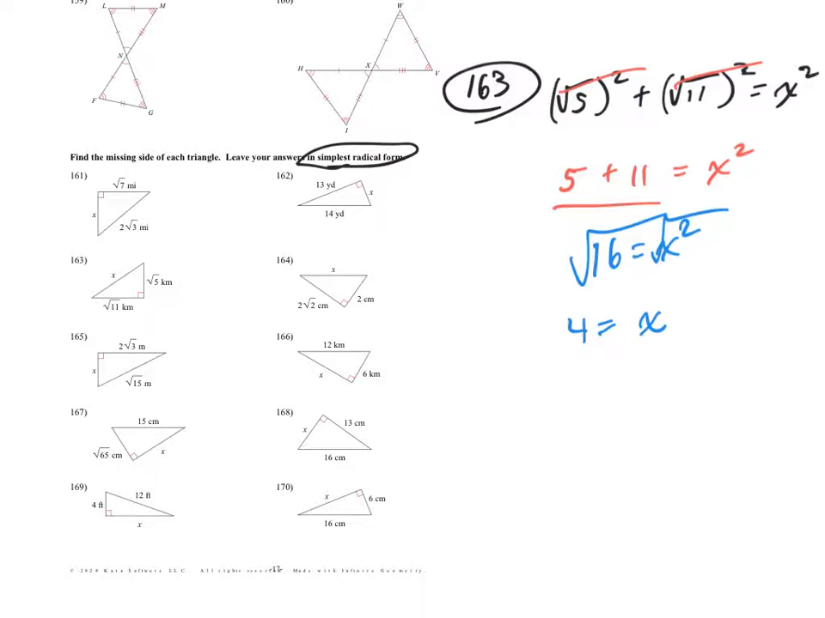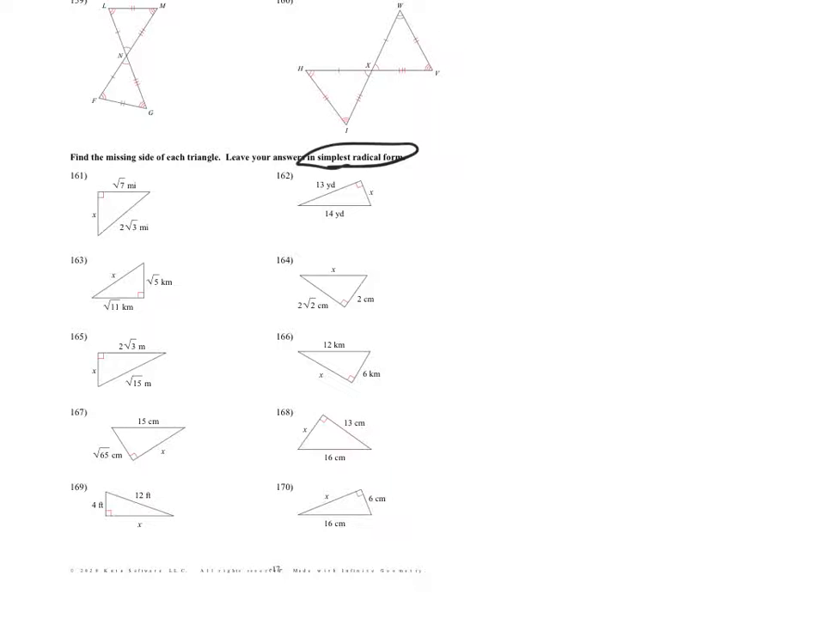Let me look and see what we've got here. Okay, and one more here, because there's at least a couple here that you're going to have to simplify the radical. So I'm going to clear some of this stuff out. One such as that is going to be number 167.